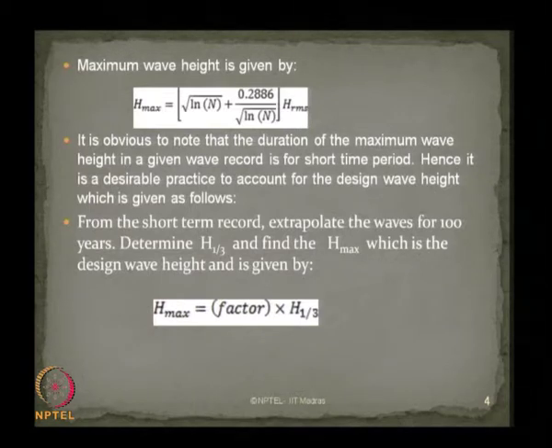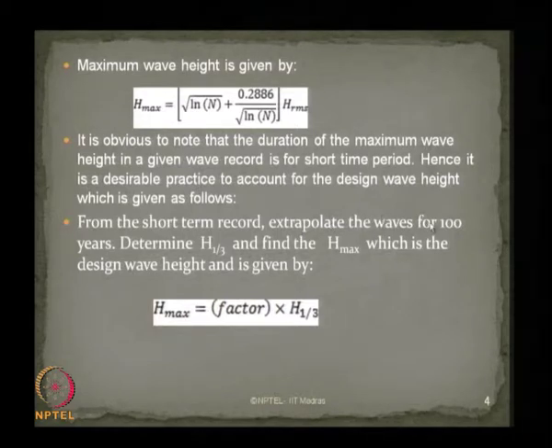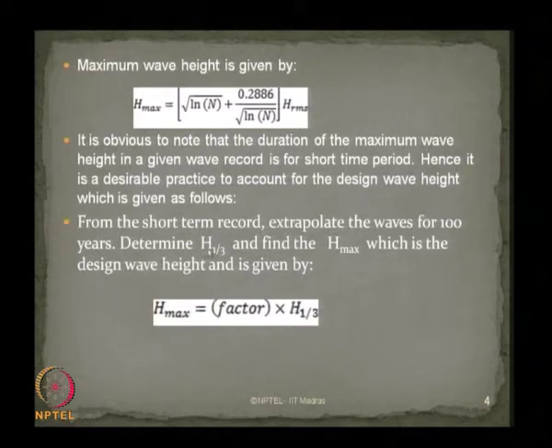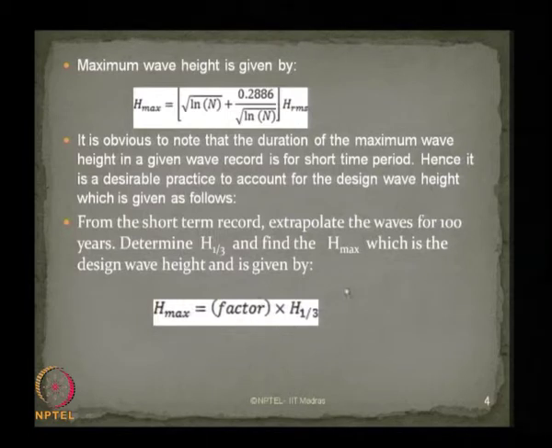For example, if you have a short term record, then extrapolate the waves for 100 years. You do not have a 100 years record, you have a very short term record, you can extrapolate that record using statistical principles for 100 years, then determine H 1/3 and then find H max based on this, as given by this equation, which can be multiplied by a specific factor as advised in the literature.